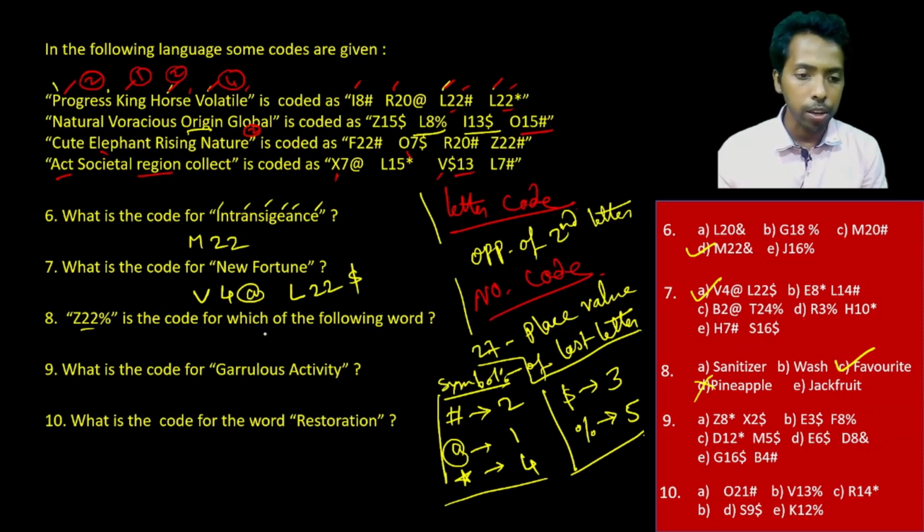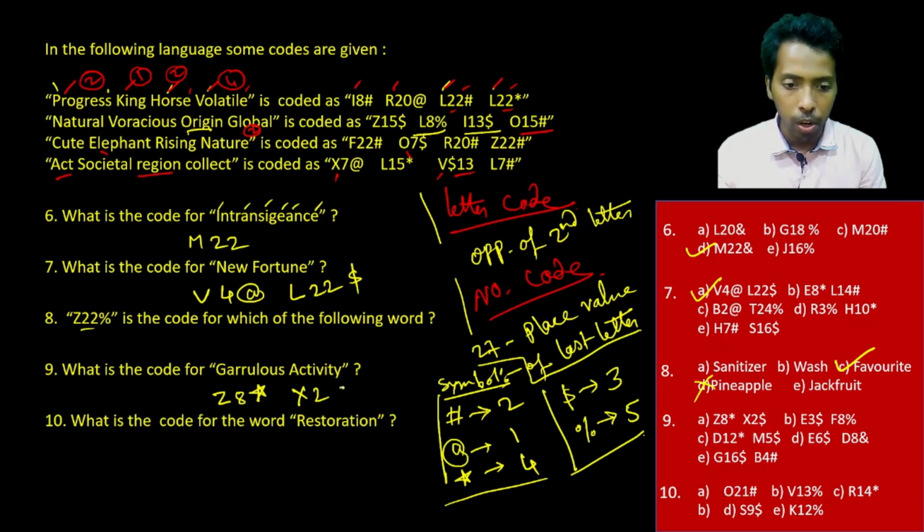Moving to the next one. What is the code for garrulous activity? So here it's Z, S19, so 8, 1, 2, 3, 4. 4 vowels. 4 vowels means asterisk. And activity, that is X here, Y, that is 2, and 1, 2, 3. 3 means dollar. Right, so Z star X2, again option A.